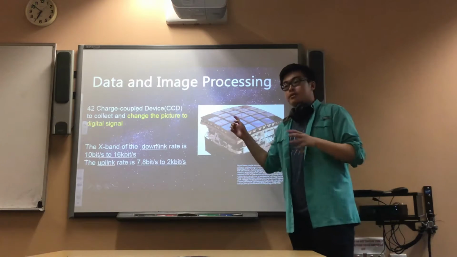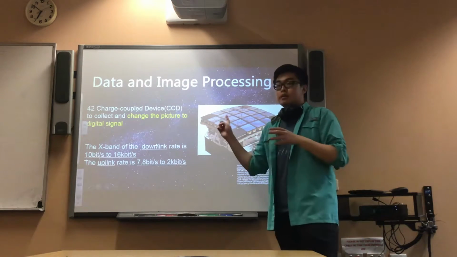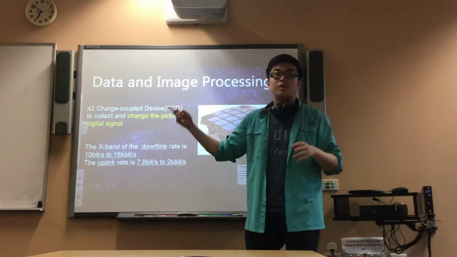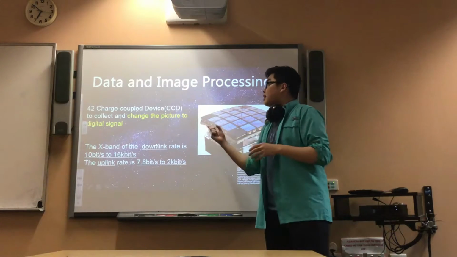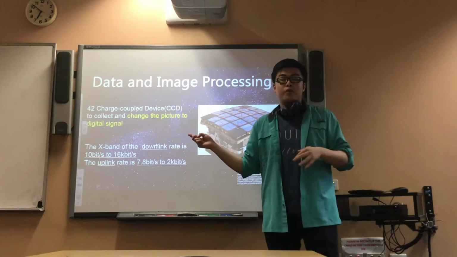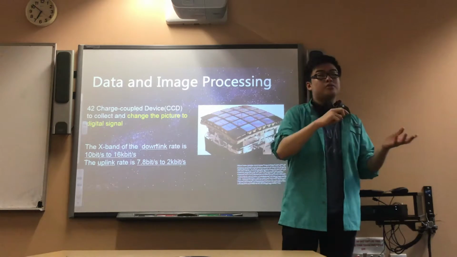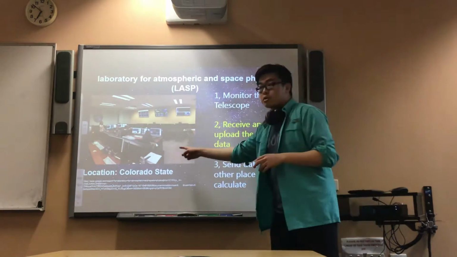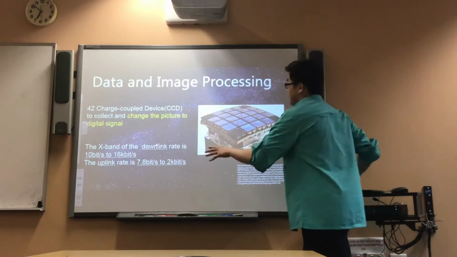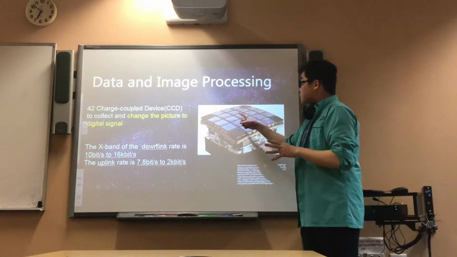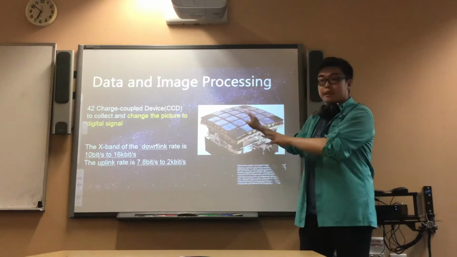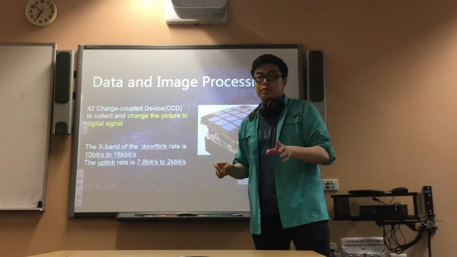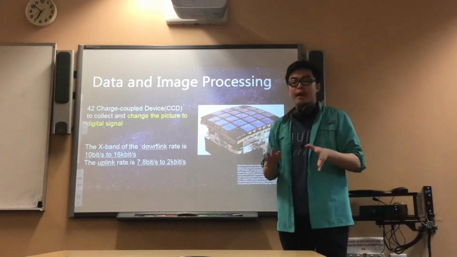I know this picture appeared last time, but the full name of this equipment is the Charge Coupled Device, which is also called CCD. This equipment is used to obtain pictures and then convert them to digital signals and then send them to this laboratory by the X-band. And as you can see, there are 42 pieces of CCD, and it's not in a plane. It looks like a curve to make the field of view over 100 degrees to get more accurate observation.